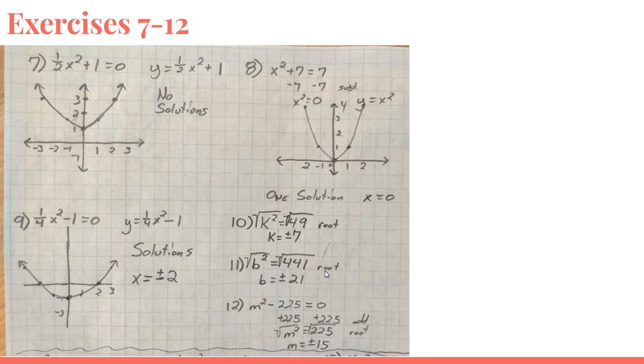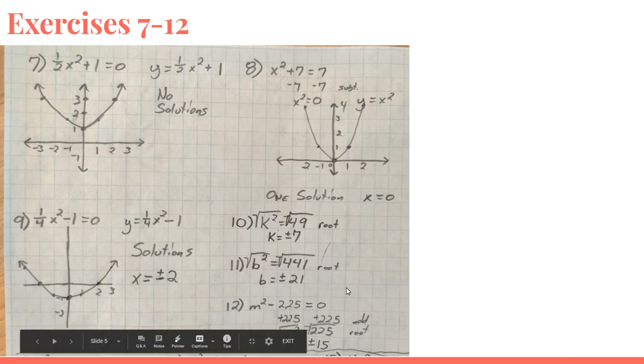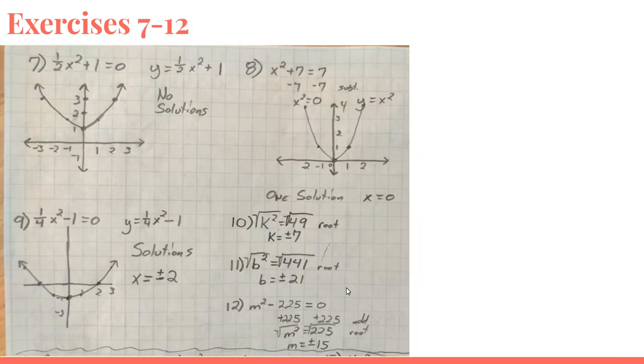Here, I did the same thing. Here's me indicating the step that I took. The original equation was b squared equals 441. I took the root of both sides. I end up with positive and -21. For the next one, they added a single step, so I added 225 to both sides, took the square root, and found out that the roots, the zeros of the function, were positive and -15.